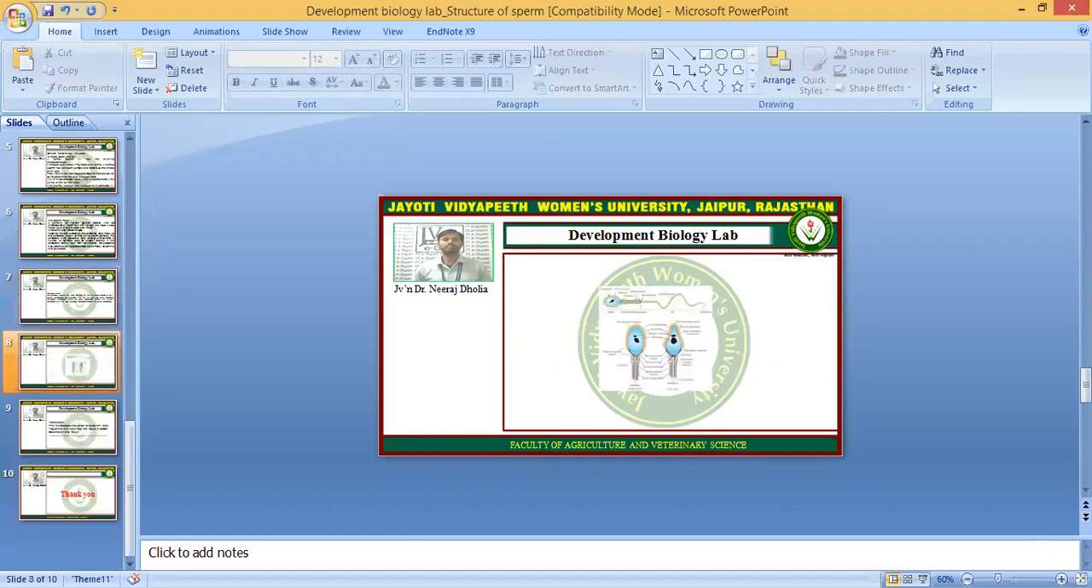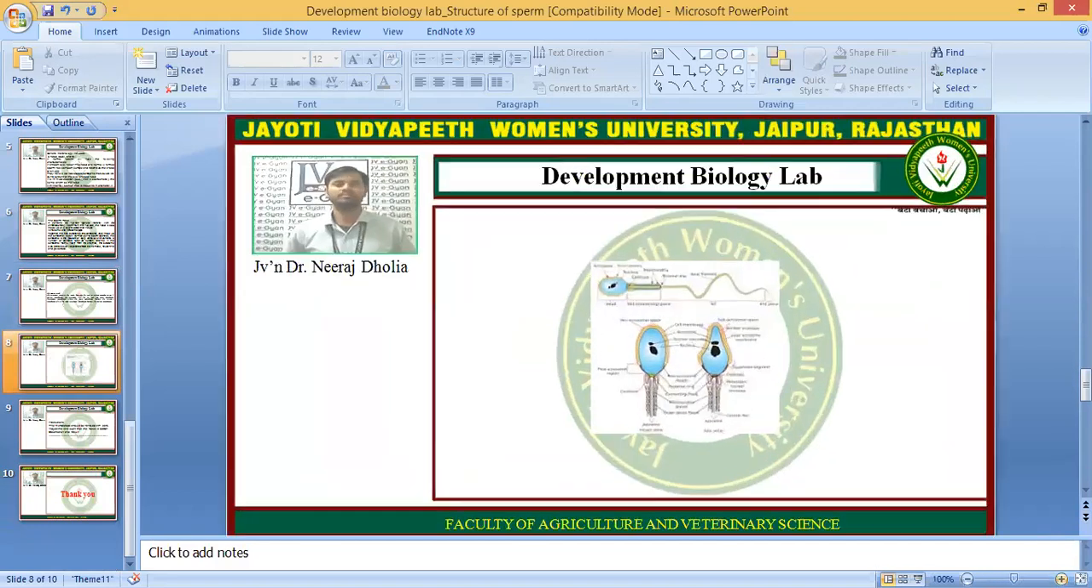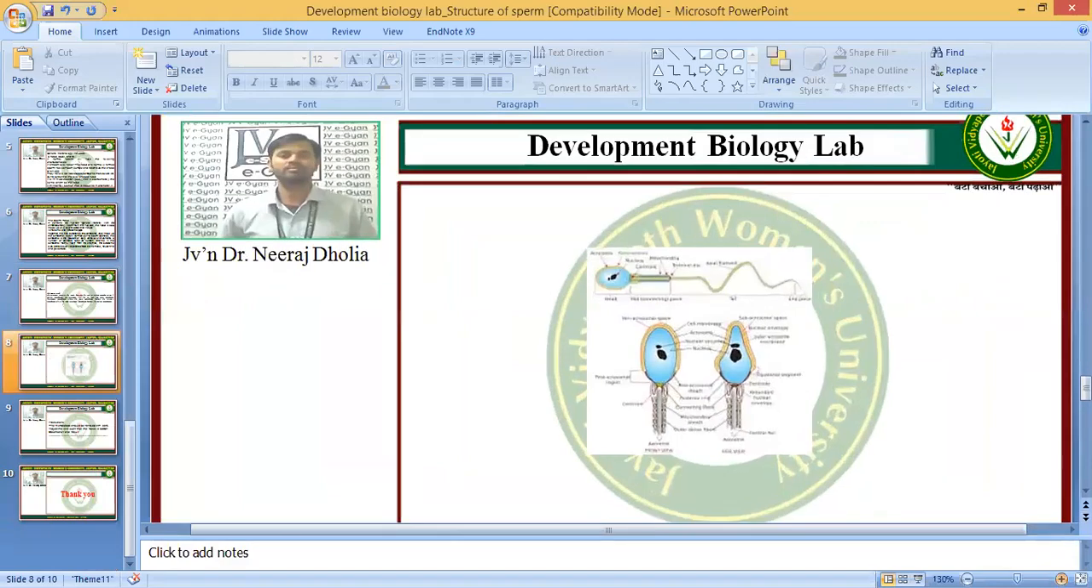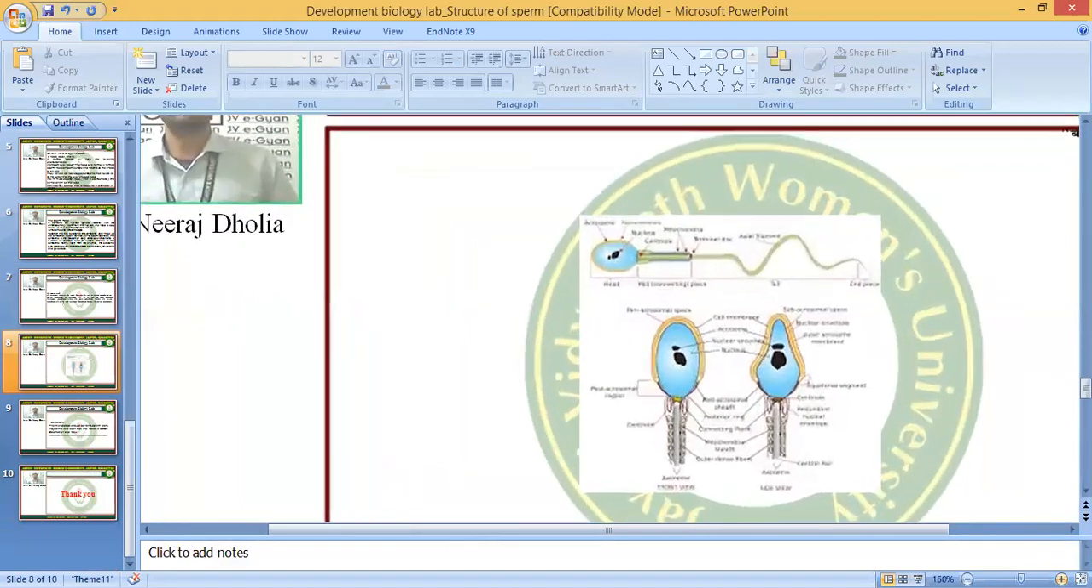So this is the fine structure of the male gamete. This is the head part. This is the head, neck, and tail part. The general morphology is like this, but it varies according to the species and according to the abnormalities.